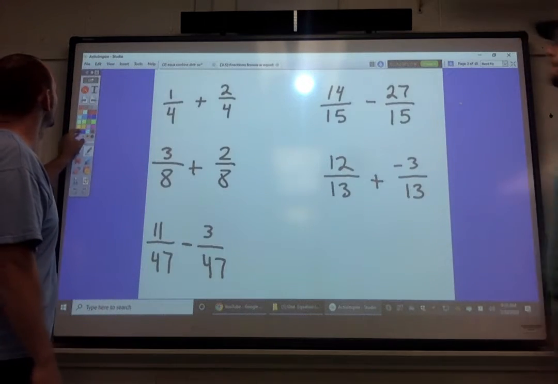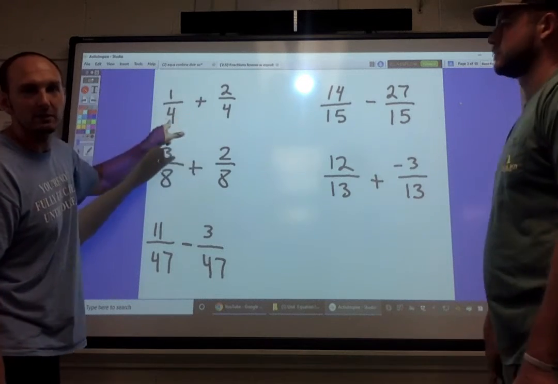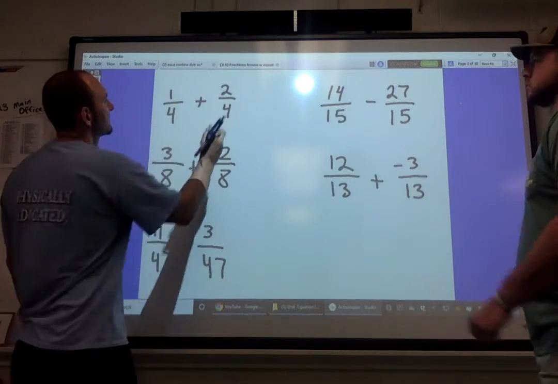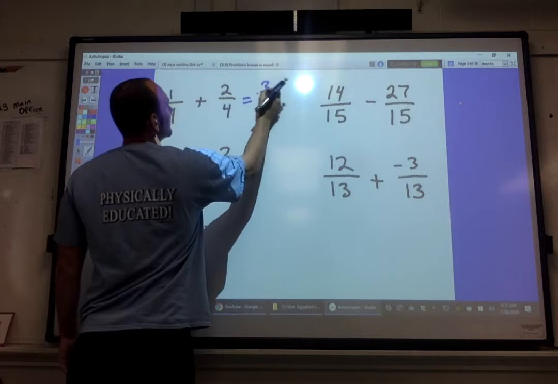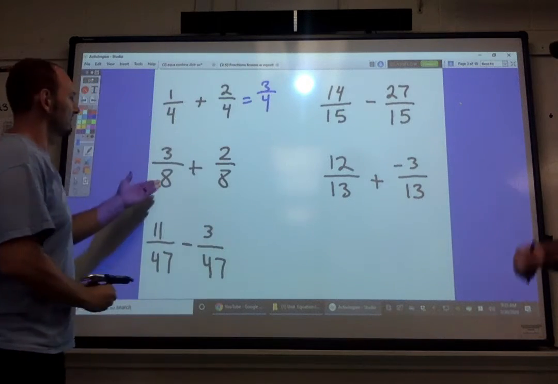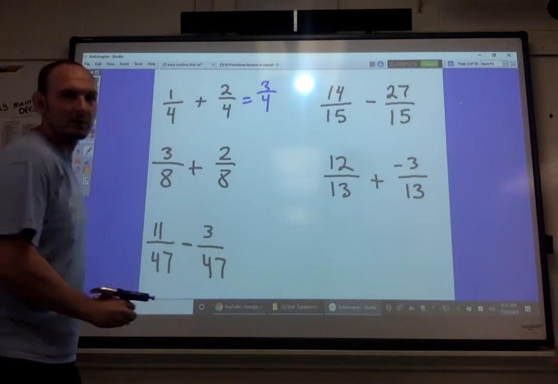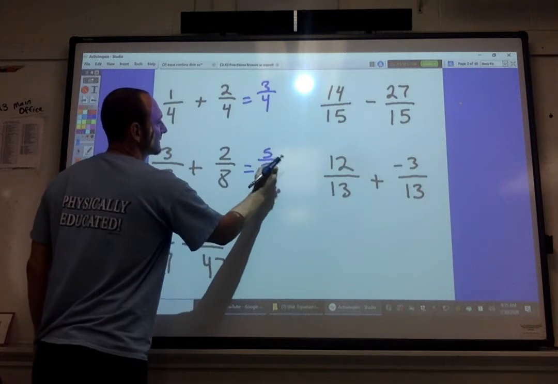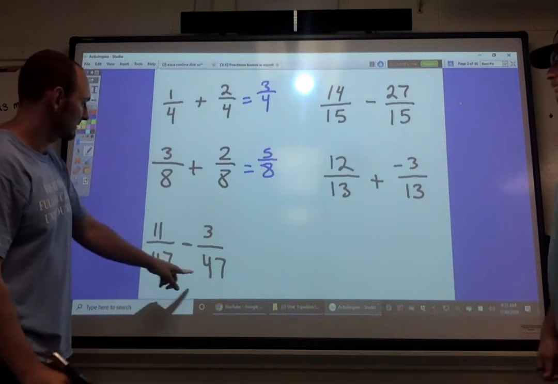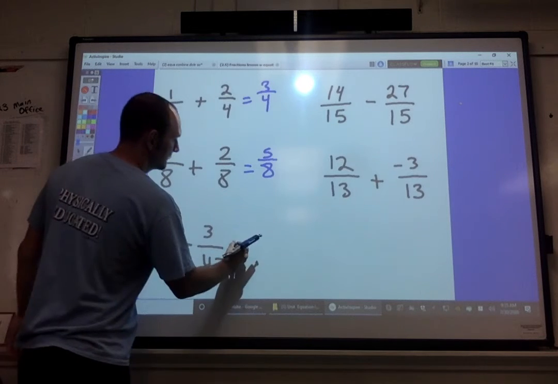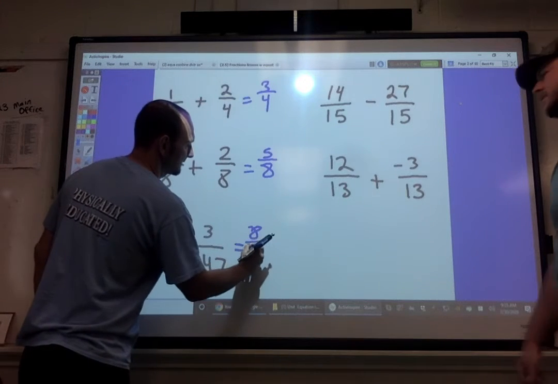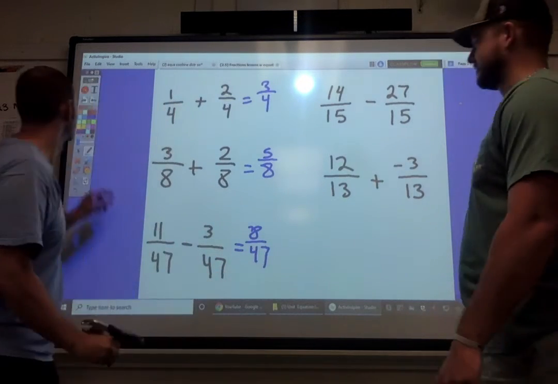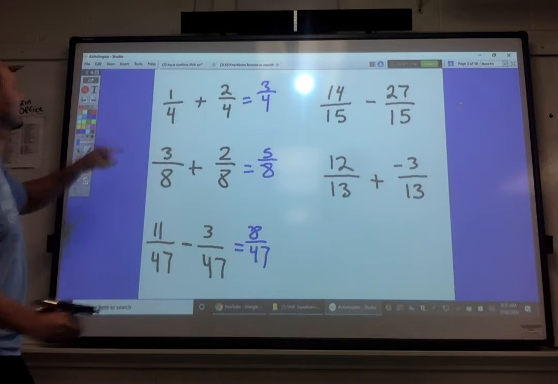So we'll do a few here. Denominator's the same, so just add the tops. So that's going to equal 3/4. Denominator the same, add the tops, because that's what it's saying to do. 5/8. The 7s are the same, so 11 minus 3, 8/7. I bet y'all like this stuff. Different color, black, there you go.